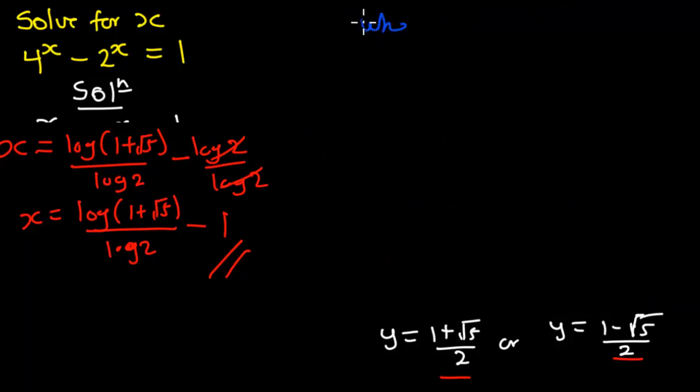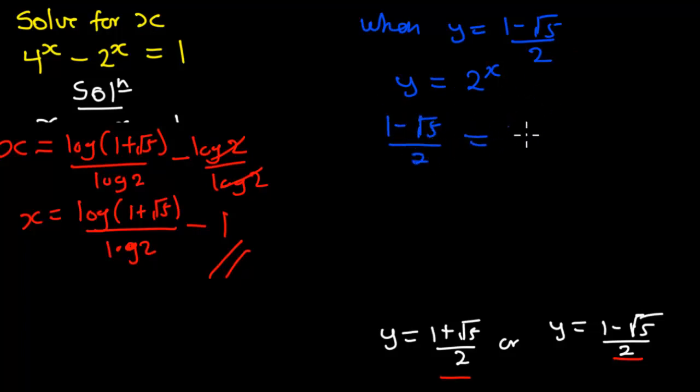when y is equal to 1 minus square root of 5 all over 2. So we know we let y be equal to 2 to the power x. And so we are going to have 1 minus square root of 5 all over 2 is equal to 2 to the power x. And so to be able to get x over here, we need to take the log of both sides. So we are going to have log of 1 minus the square root of 5 all over 2 is equal to log of 2 to the power x.